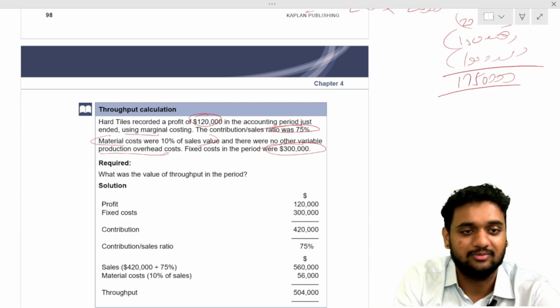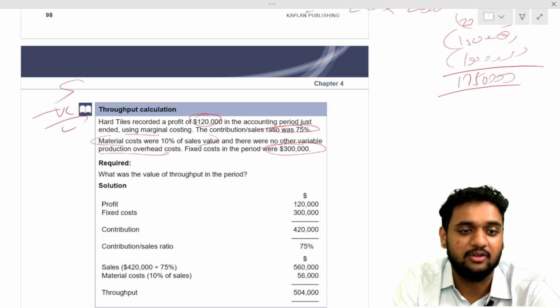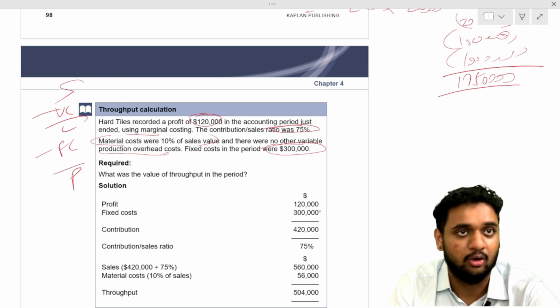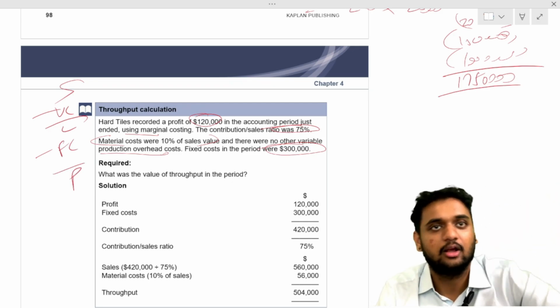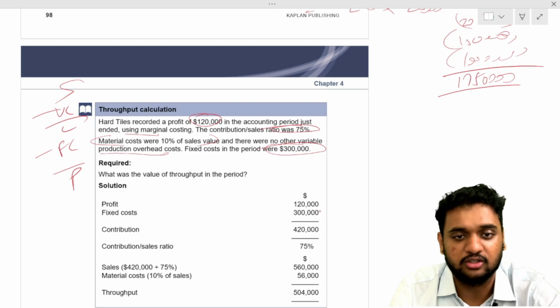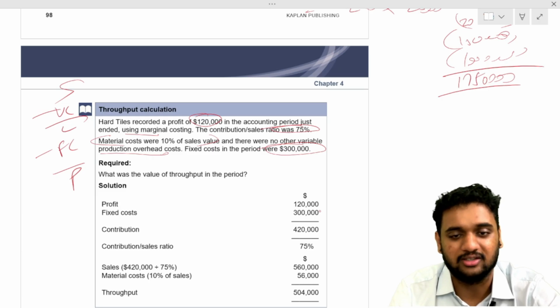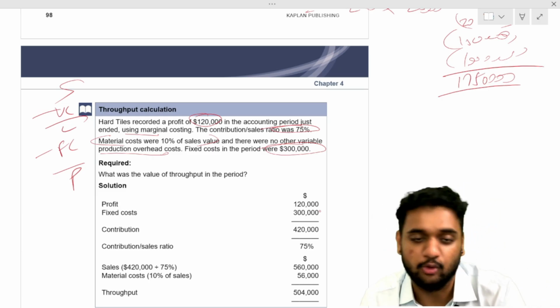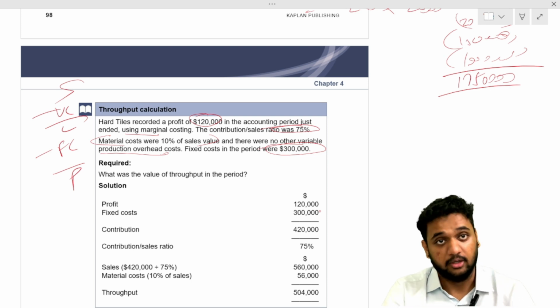Profit plus the fixed cost. Sales minus variable cost will get contribution, minus fixed cost will get profit. No. Profit plus fixed cost will get contribution. So profit is how much? 1,20,000 plus fixed cost is 3 lakhs. 1,20,000 plus 3 lakhs is 4,20,000, which is your contribution.